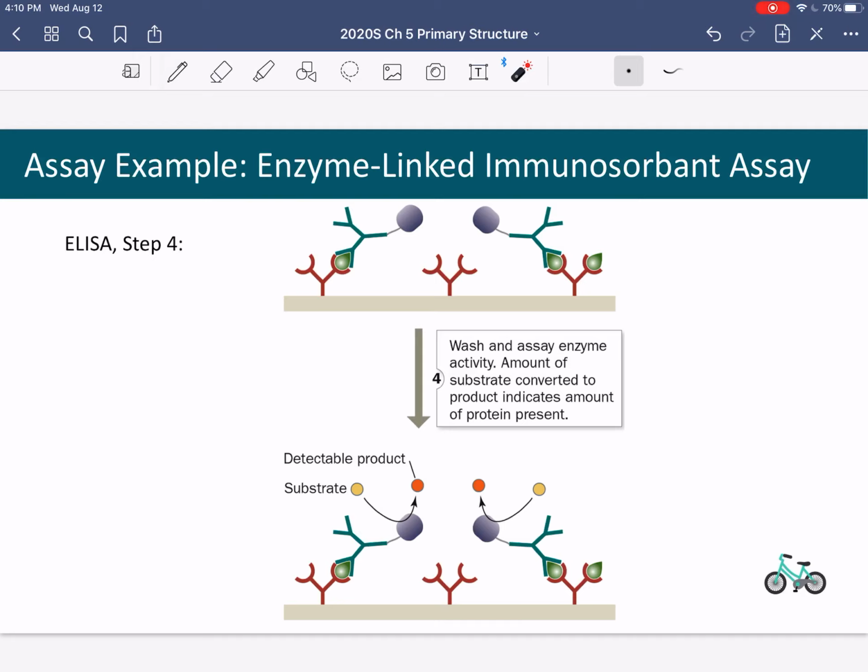So that's just one example. And there's a video of the ELISA assay posted on eCampus, so you can watch this again with someone else teaching you in a slightly different way.